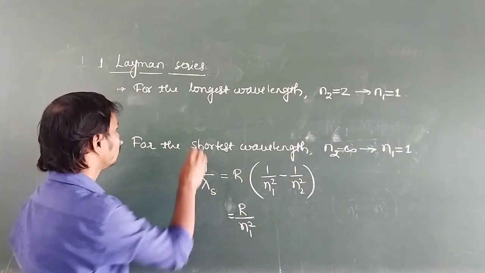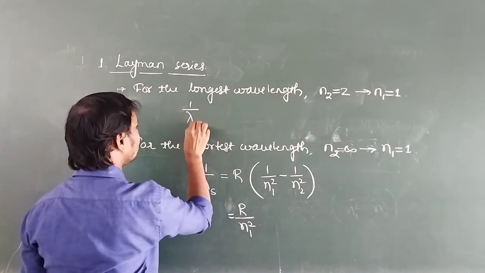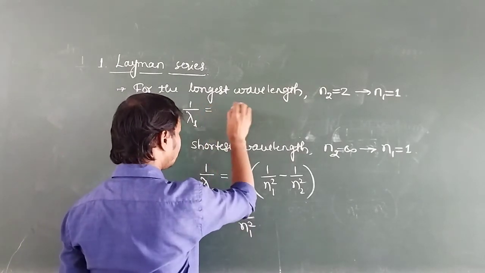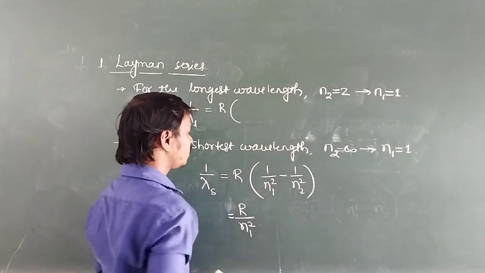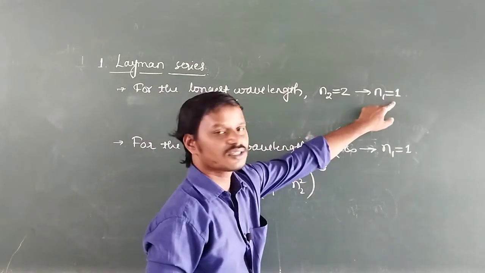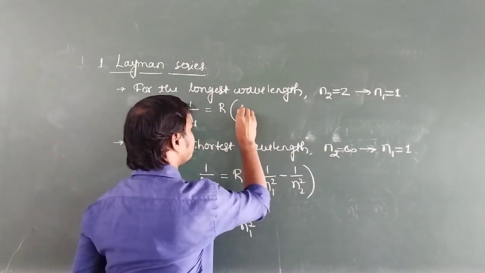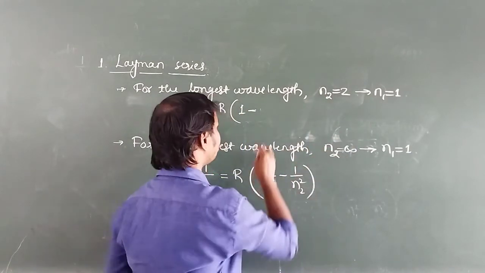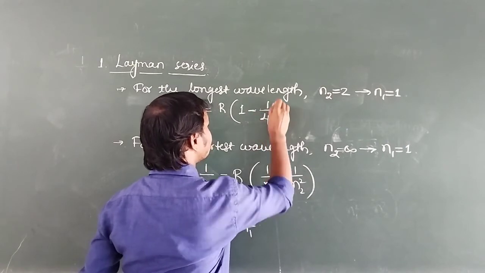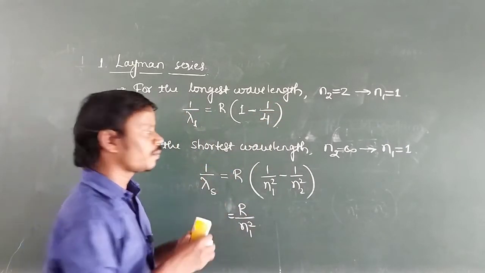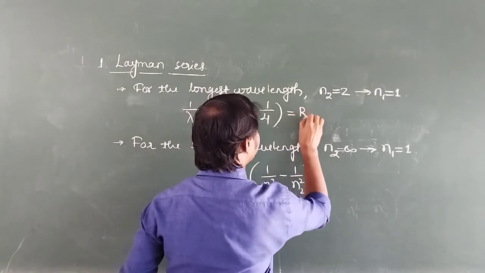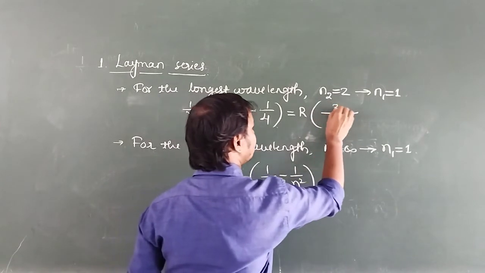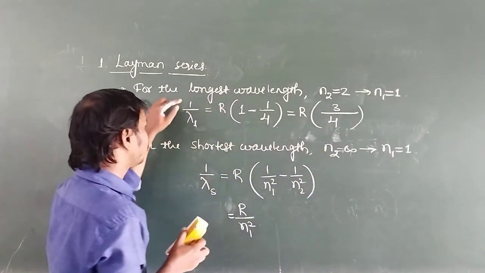Again, we can write 1 by lambda L. Lambda L means here it is the longest wavelength. That is equal to R into 1 by n1 square. n1 square means 1 square, that is 1. Then minus 1 by n2 square means 1 by 2 square, that is 1 by 4. Then what is the LCM here? LCM is 4. Then 4 minus 1, that is 3. 3 by 4. Then we will get 1 by lambda L.